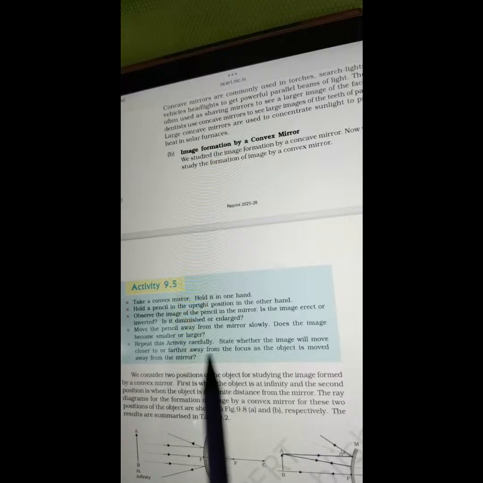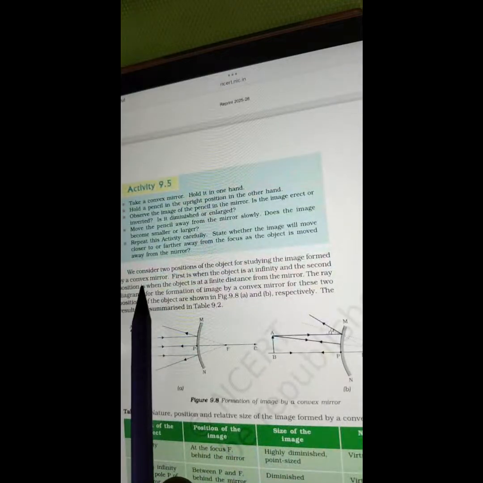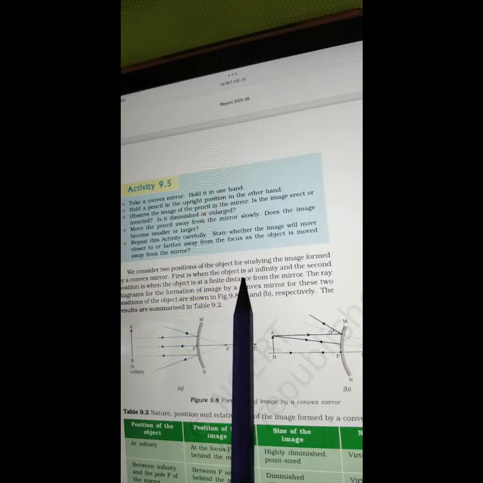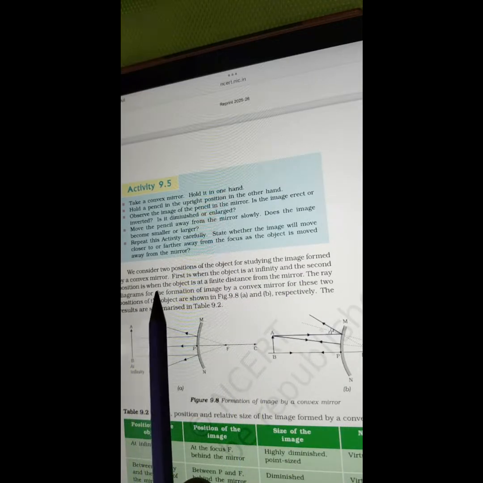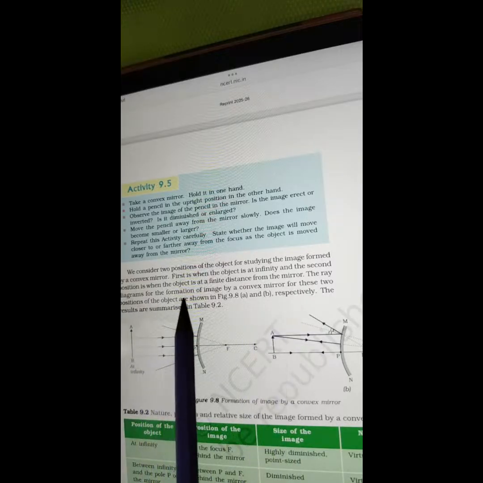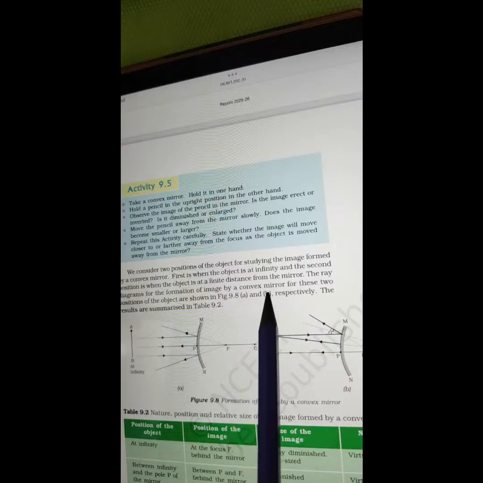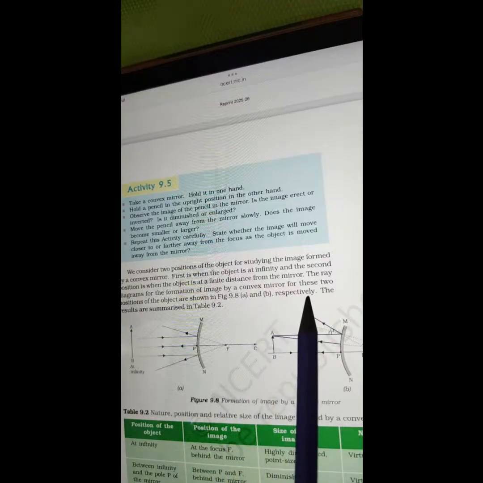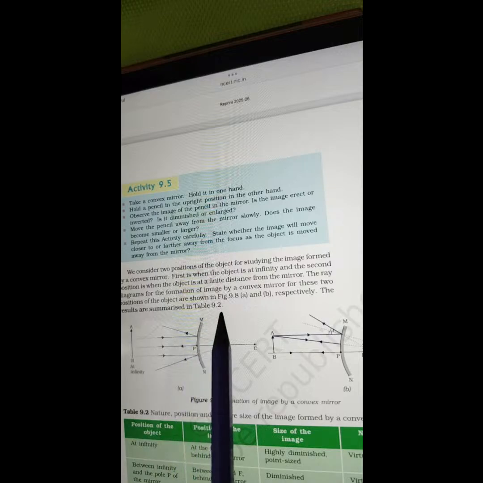State whether the image will move closer to or further away from the focus as the object is moved away from the mirror. We consider two positions of the object for studying the image formed by a convex mirror. First is when the object is at infinity, and the second position is when the object is at a finite distance from the mirror. The ray diagrams for the formation of image by a convex mirror for these two positions of the object are shown in figure 9.8a and b respectively. The results are summarized in table 9.2.